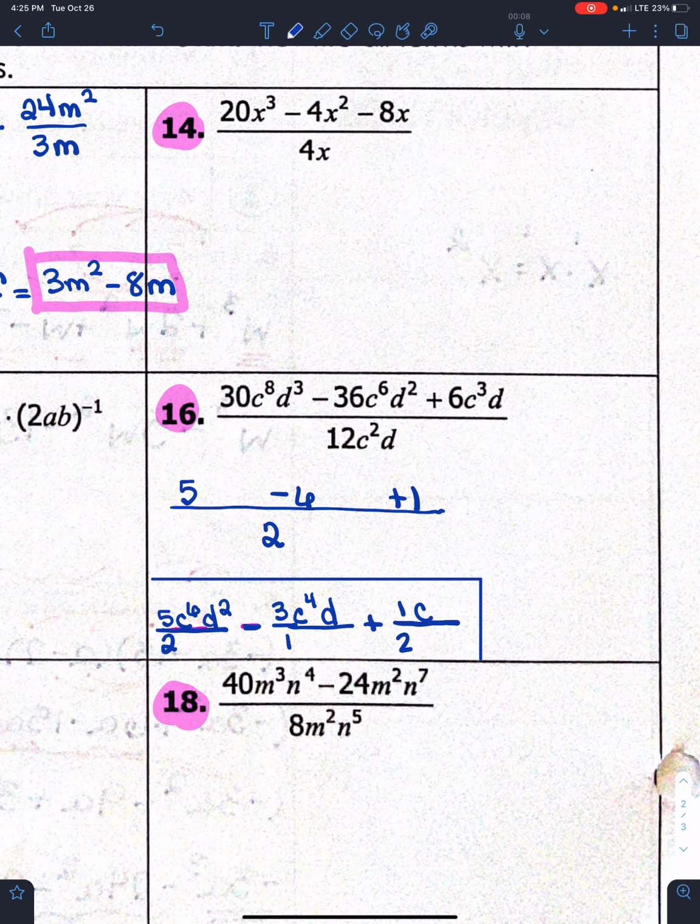So we've just reduced all of our coefficients. Now, looking at the exponents, c to the 8th divided by c squared. Remember, when we're dividing, we subtract the exponents. So c to the 8th minus c squared gives me c to the 6th power. Then I've got d to the 3rd power minus d to the 1st power. That's going to leave me with d squared. Now, doing the same thing with that middle term, c to the 6th minus c squared leaves me with c to the 4th power.